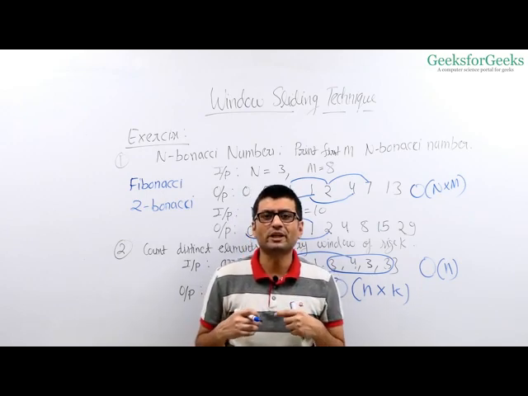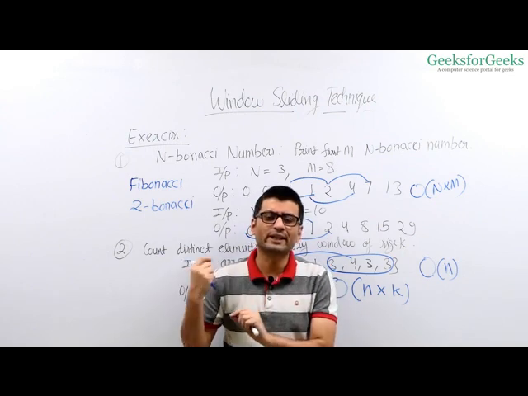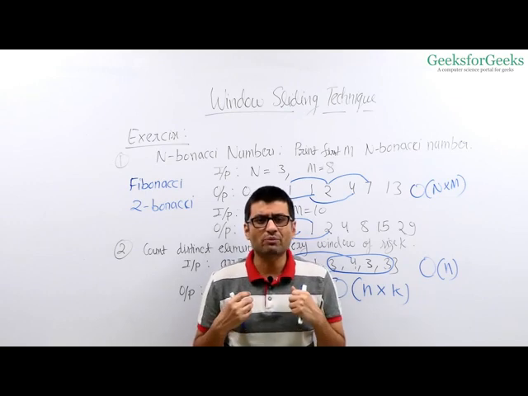You might be asked to print the subarray also, like starting and ending indexes, that you can easily do because we were maintaining S and D, right? So you can print S and D to find the subarray. So please solve window sliding problems yourself.